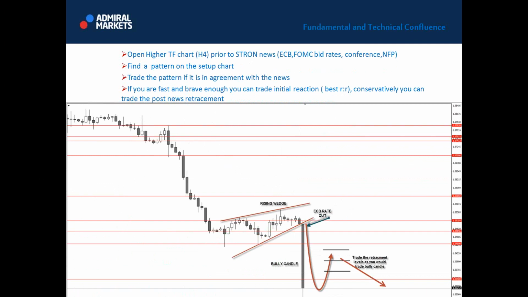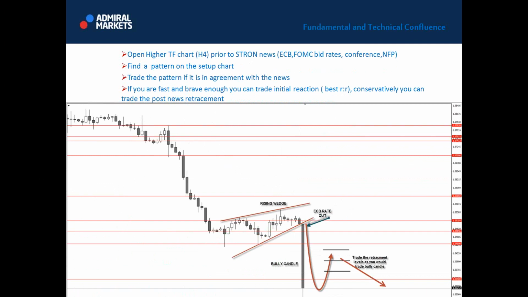Then we need to find a pattern on the setup chart such as a rising wedge. It was a rising wedge on 4-hour chart. We have a perfect consolidation and a rising wedge that signals a potential breakout to downside, because rising wedge is bearish pattern. Okay. Then we can see that we can trade a pattern if it's in agreement with the news.